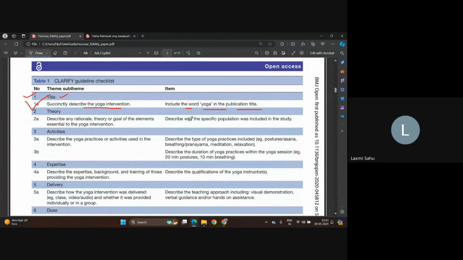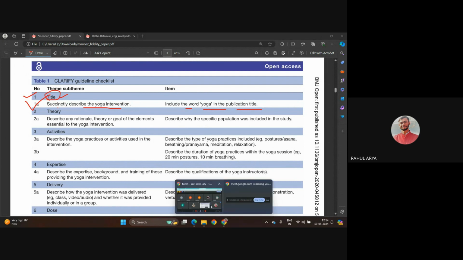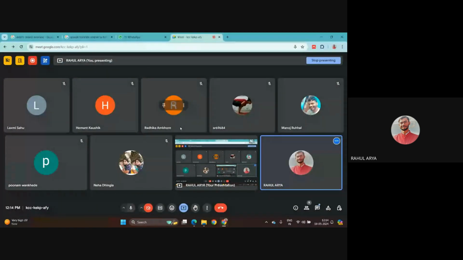Just like the effect of Mandukasana on diabetes patients. So we should specify that Mandukasana is part of yoga. So here we describe the intervention. Others, does anyone want to give something? Any idea, others? Hemanji, Shivani ji, any idea about it?